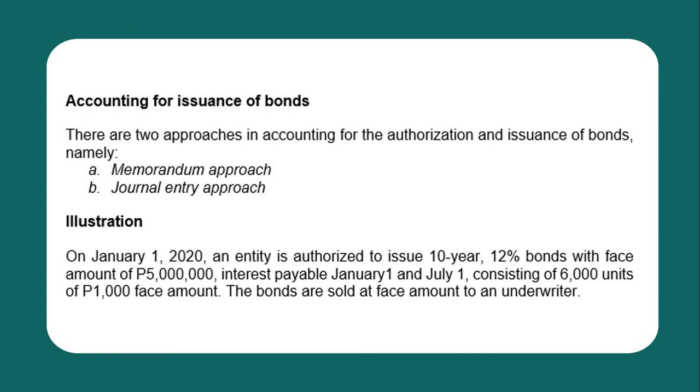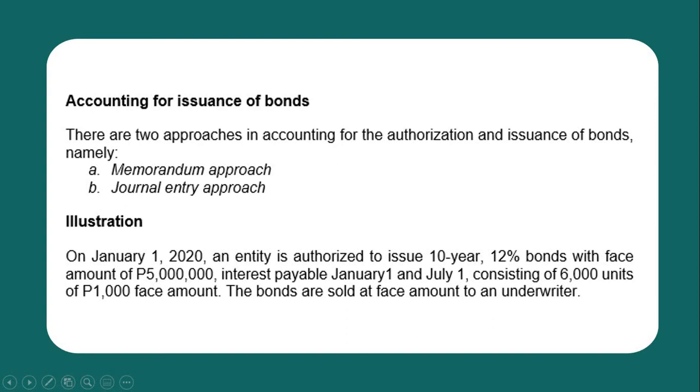6,000, I think this is class? This should be 5,000. Okay? This is not 6,000, rather it is 5,000. So, consisting of 5,000 units of 1,000 face amount. That is why the total face value is 5 million. 5,000, okay, this is 5,000 times 1,000, that is 5 million.